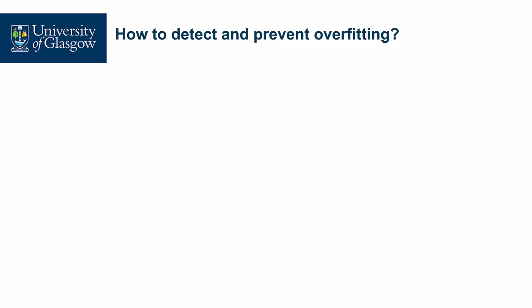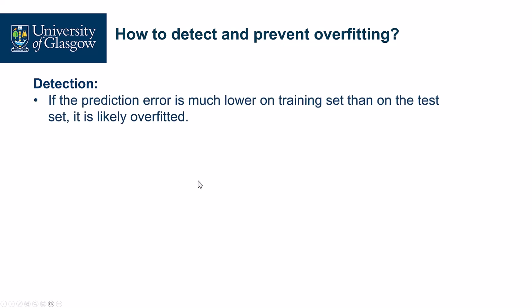So how to detect and prevent that? For detection, if you find the prediction error on the test set is much higher than that on the training set, then your model is most likely overfitted, right? Because it learns the training set well, but doesn't have the ability to generalize to new points.